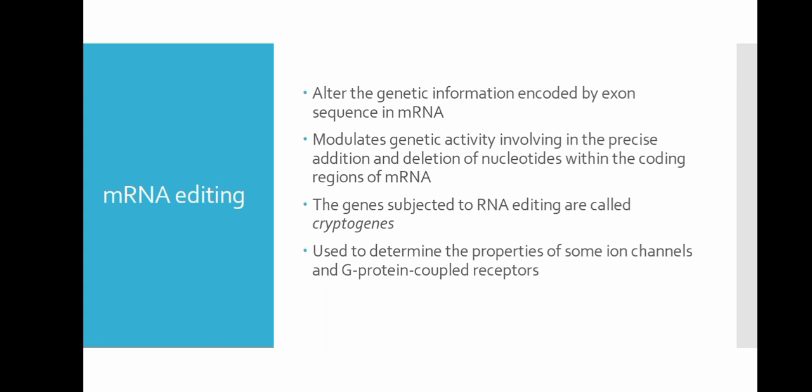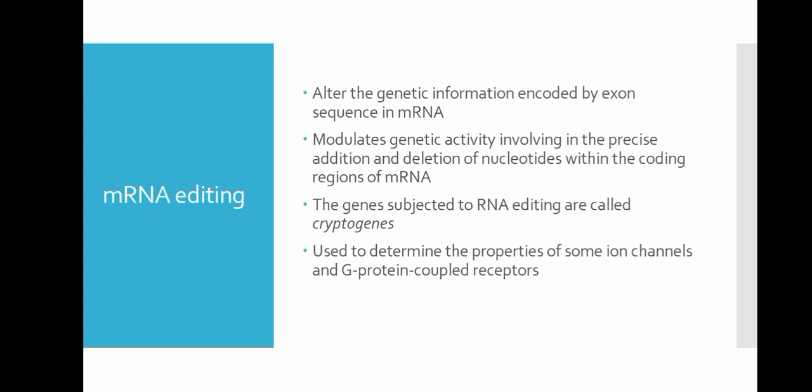mRNA editing. It is a mechanism which alters the genetic information encoded by the exon sequences in mRNA. It involves the precise addition and deletion of nucleotides within the coding regions of mRNA. Thus, in turn, it modulates the genetic activity. mRNA editing results in an mRNA molecule which is different from its DNA template with respect to the nucleotide sequence in the coding region. This difference is not due to the splicing out of the introns but due to the addition, deletion, or rearrangement of nucleotides.